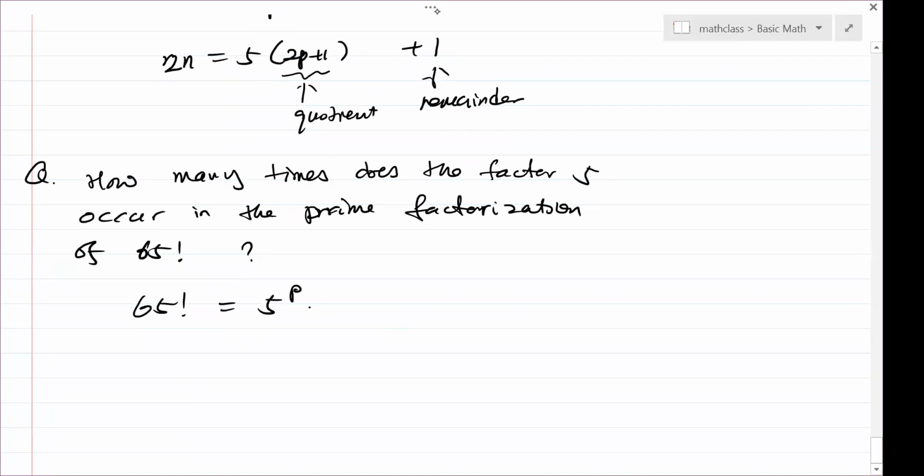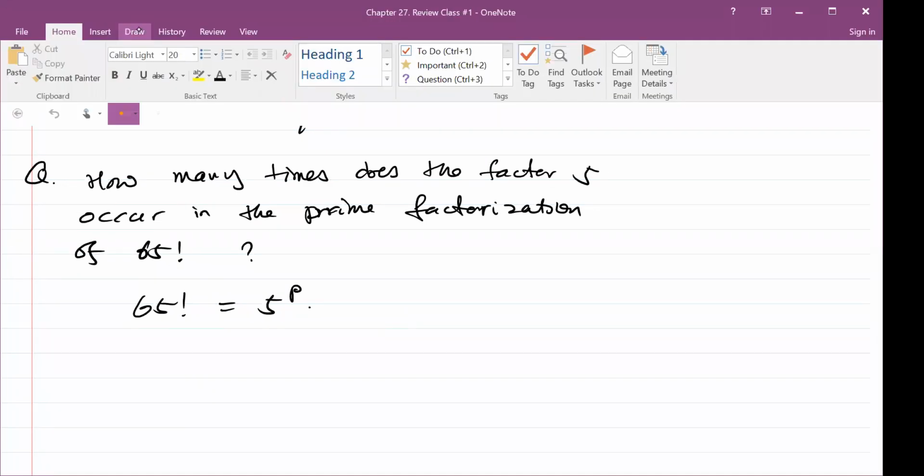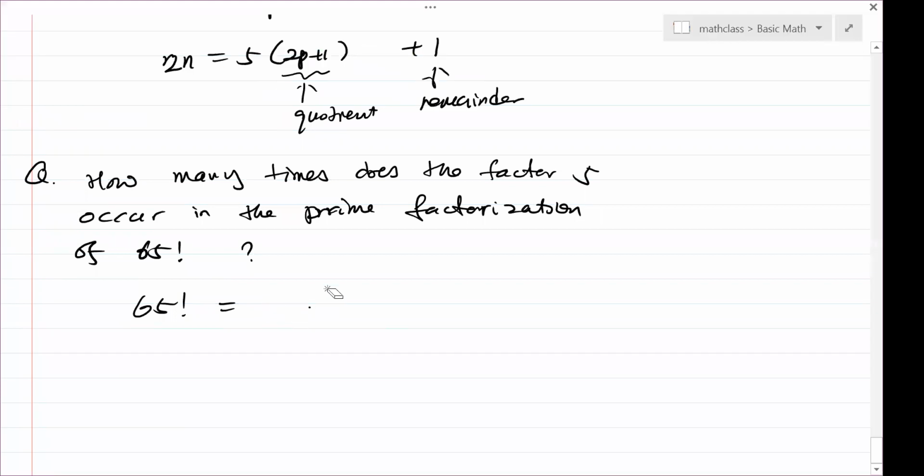Let me rewrite this again. I'm going to write the following: 2 to the p, 3 to the q, 5 to the r, and 7 to the s, and so on. So I want to find out the r.